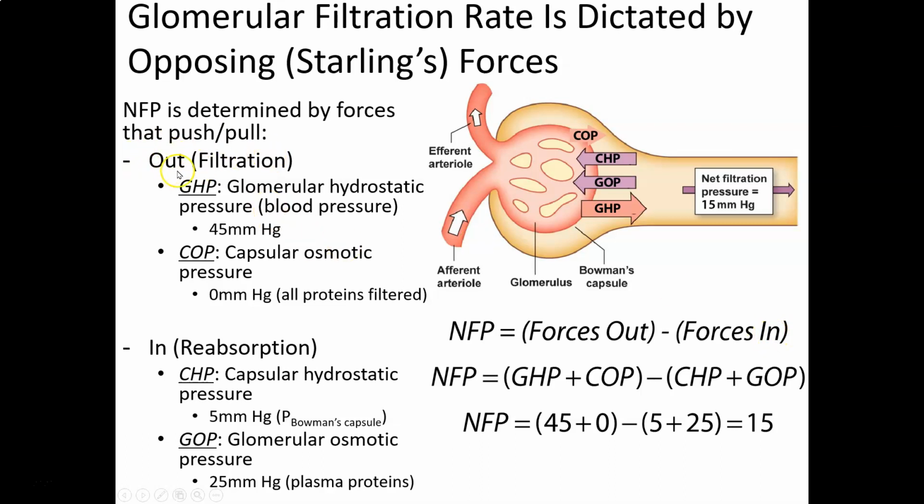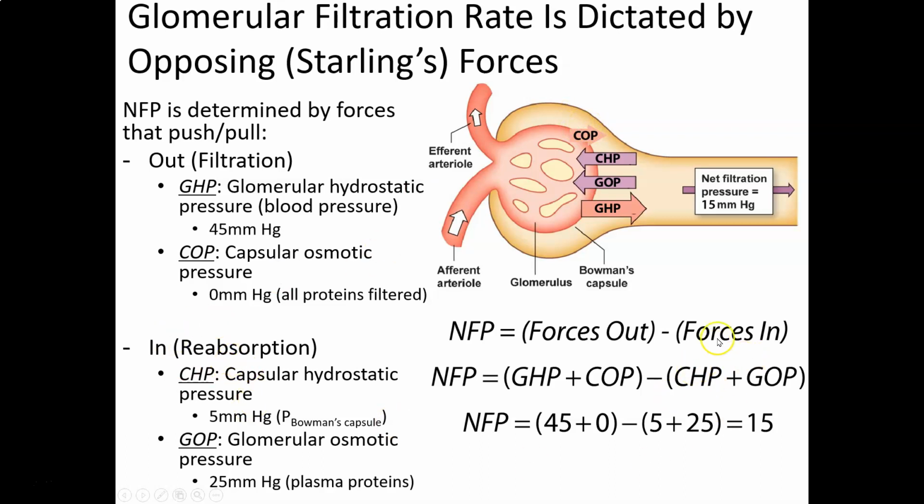So the out part, the filtration, is the GHP, that's the glomerular hydrostatic pressure. That's primarily due to the blood pressure. Let's say that's 45 in the capillary. The other portion that, in this case, pulls fluid out of the capillary is what's called the COP, the capsular osmotic pressure. Again, you could say oncotic. Since proteins are not filtered, right, they're left in the capillary, then that should be zero because there should be no proteins in Bowman space.